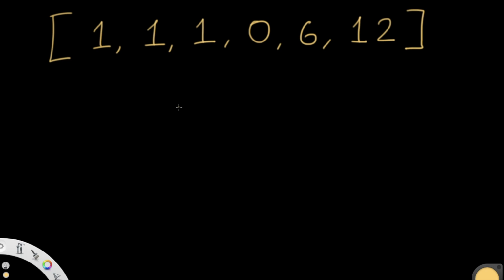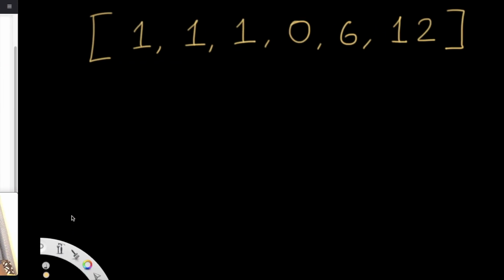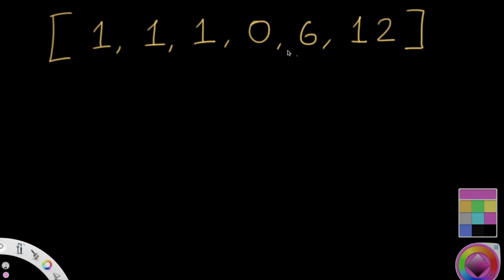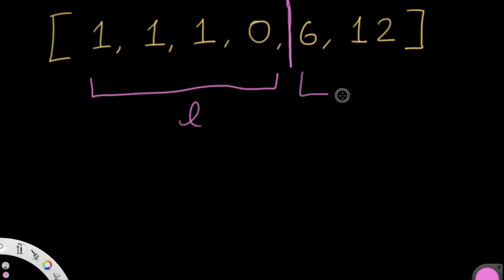This is one of the examples: 1, 1, 1, 0, 6, 12. Let's make a few observations, but first let's look at the answer. The length of L is 4: 1, 2, 3, 4. This is the partition that we're making. Everything over here is the left subarray, and everything over here is the right subarray.